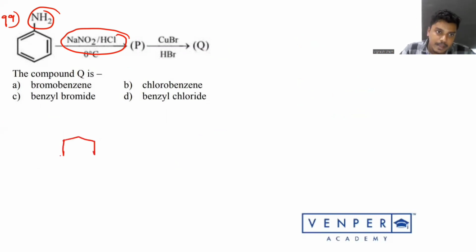Okay, Sandmeyer reaction. This is aniline. This aniline is going to react with what? Diazonium. This is NaNO2 react with HCl. I get HNO2, nitrous acid. It is highly unstable. Okay, now what is this? Okay, listen.